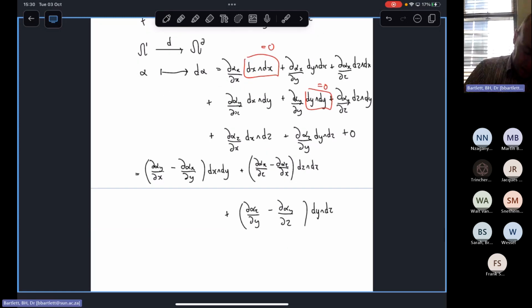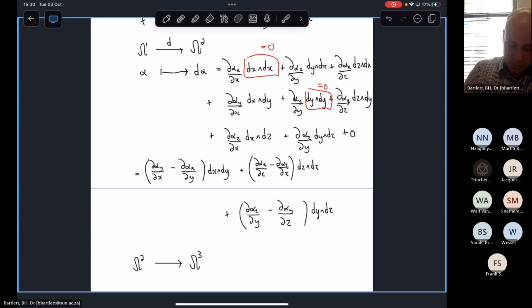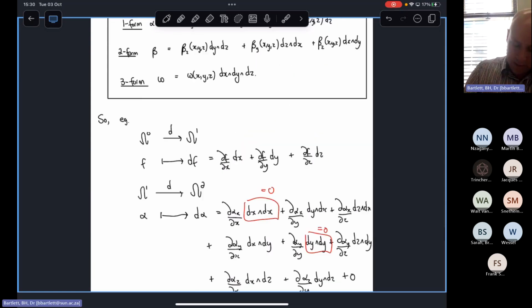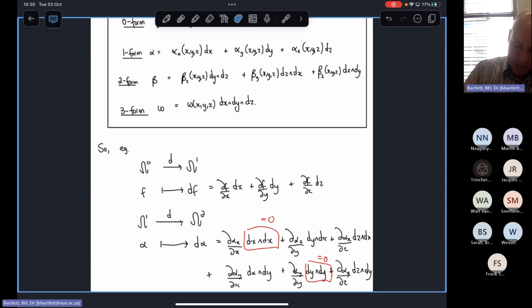And let's do the last one. But how do I take the exterior derivative of a 2 form to get a 3 form? Okay, here's my 2 form here.